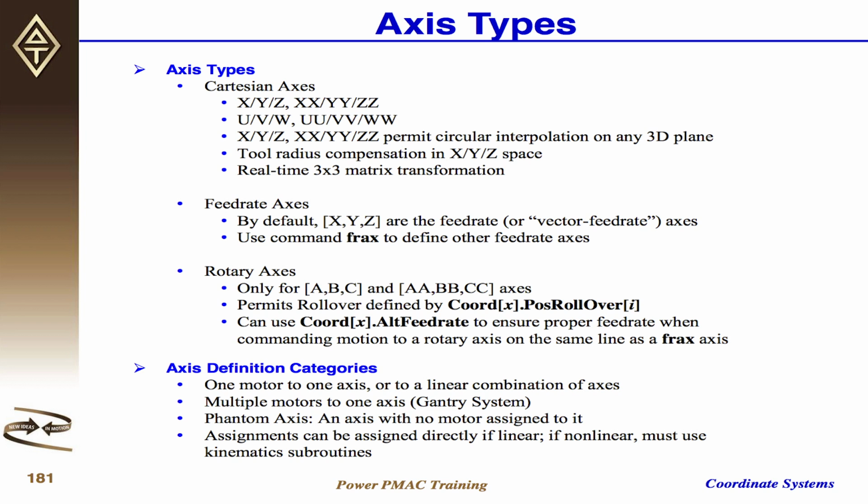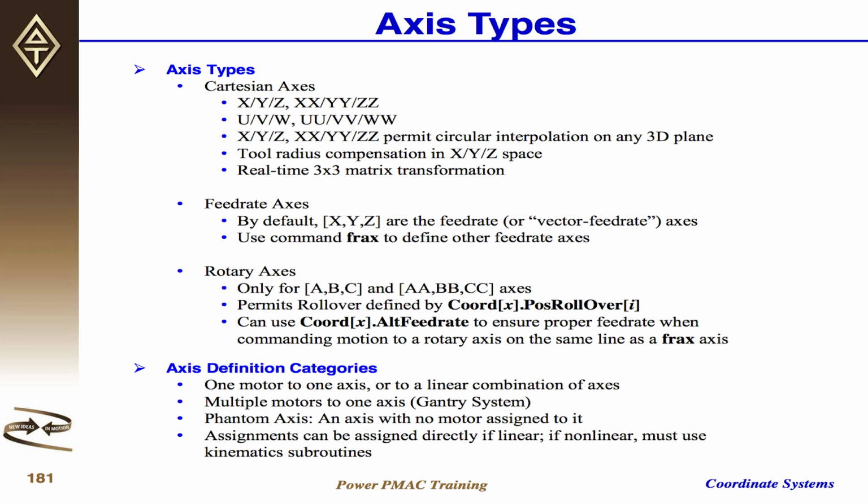Frax, as I said, feed rate axis, by default looks at your X, Y, and Z axes, which means if you issue a frax command and a feed rate, F10 say, that sets a feed rate of 10 units per second, and it will calculate that based off the motions of the X, Y, and Z axes. Again, when we get into motion programs, it'll be explained a little bit more.